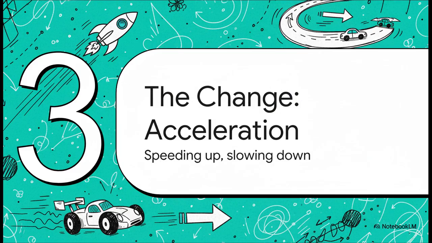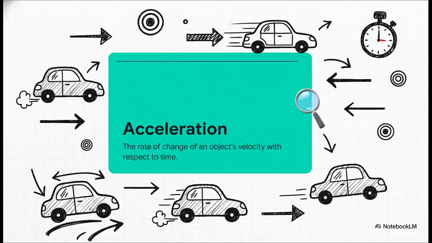Okay, let's be real. In the real world, we almost never travel at a perfectly constant velocity. We're always speeding up at a green light, slowing down for a stop sign, or turning a corner. And there's one single term in physics that covers all of these changes: acceleration. So the official definition is that acceleration is the rate at which your velocity changes. Now, it's not just about hitting the gas. Hitting the brakes is also acceleration. It's just negative acceleration.